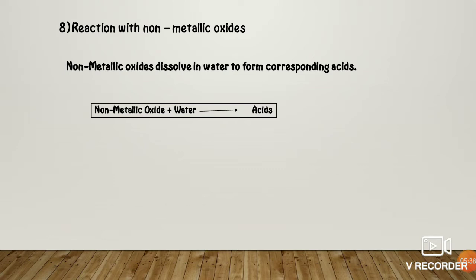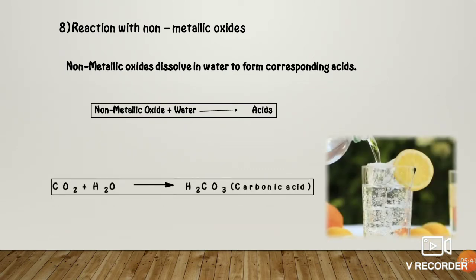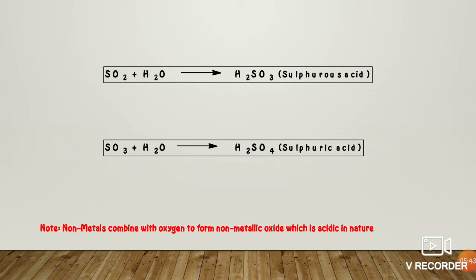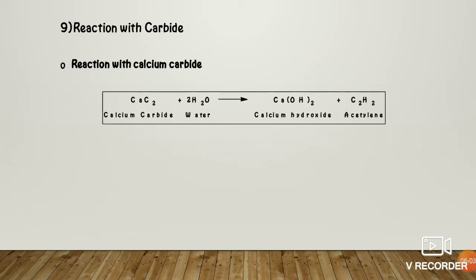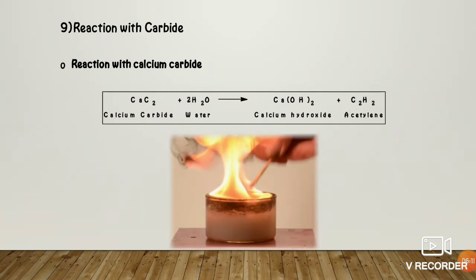Like carbon dioxide reacts with water to form carbonic acid. Sulfur dioxide reacts with water to form sulfurous acid. Sulfur trioxide reacts with water to form sulfuric acid. Note that all non-metallic oxides are acidic in nature. Another property is reaction with calcium carbide. Calcium carbide reacts with water to form a milky white solution, which is calcium hydroxide, and a gas is released which catches fire easily, that is acetylene gas.